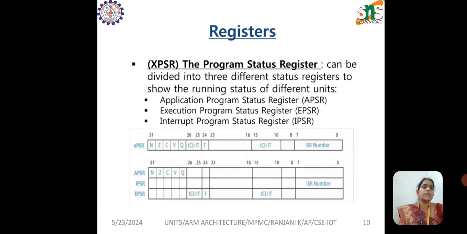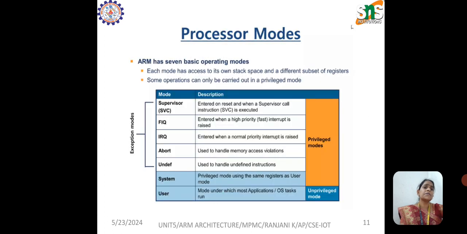So next, the program status registers are divided into 3 different status registers, that is the application program status register, execution program status register, and interrupt program status register. Next is your processor mode. ARM has 7 basic operating modes, and some operations can be carried out only in a privileged mode.